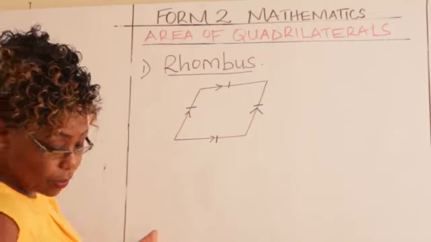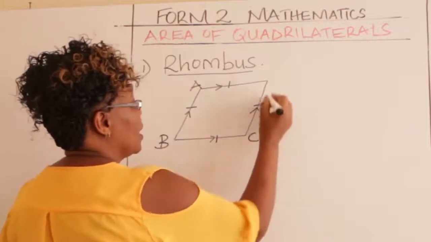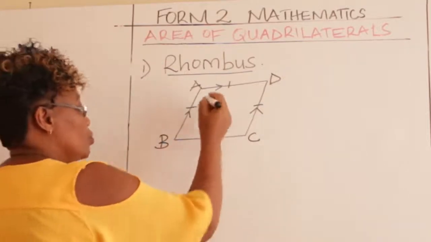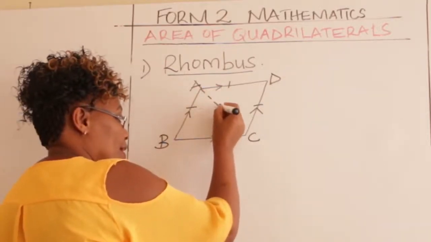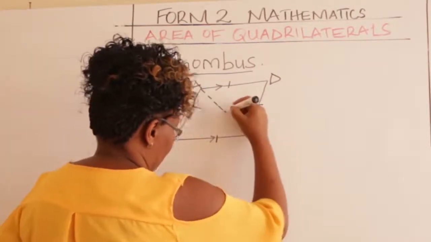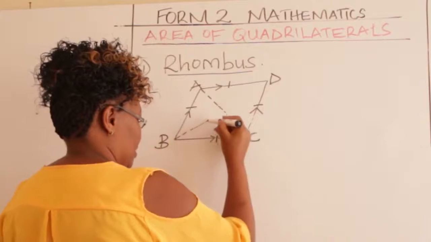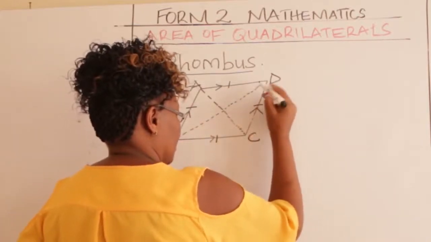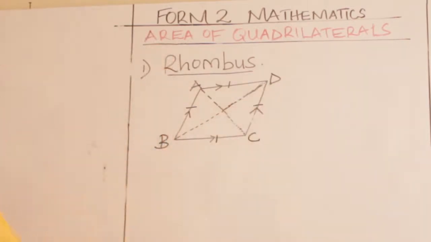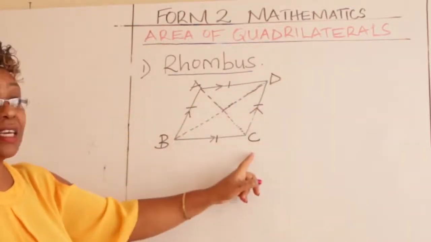Suppose we have a rhombus, we can label it A, B, C, and D. If we introduce a diagonal here, and another diagonal there, we can see that diagonal BD is longer. It's longer than AC.